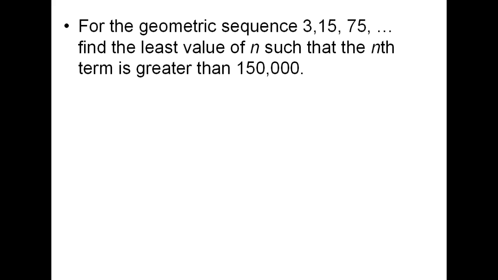For the geometric sequence 3, 15, 75, find the least value of n such that the nth term is greater than 150,000. So my nth term needs to be greater than 150,000. Well, I would get my nth term, remember, u1 times r to the n minus 1. That would give me my nth term. And so this needs to be greater than 150,000.